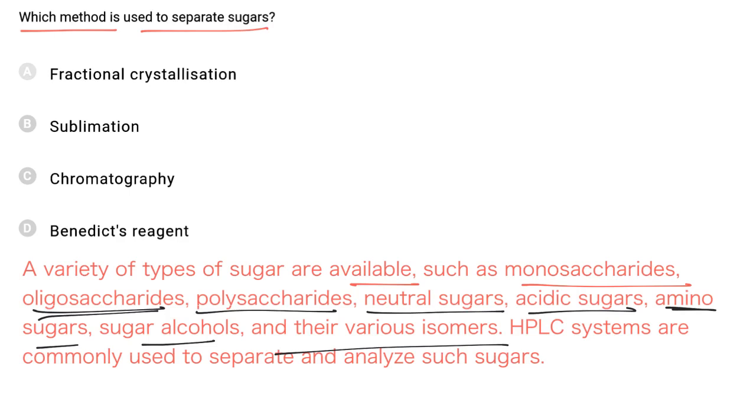So, they are separated by the high performance liquid chromatography system, which is a method of chromatography, and hence the correct answer is C. Sugars are separated by the HPLC method.